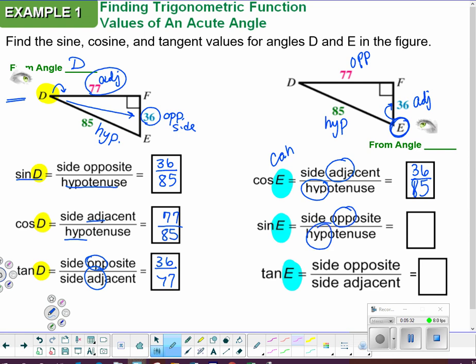Opposite compared to hypotenuse will help us find the ratio for sine from angle E. Opposite is 77. Adjacent, or not adjacent, but hypotenuse. I'm not sure I said that right. Opposite is 77. Hypotenuse is 85. And tangent, of course, compares the opposite to the adjacent. Opposite 77. Adjacent is our 36. Of course, we could take a calculator and get values on these and get them into decimal form, which you could do. I'm going to leave them just in the fraction form.